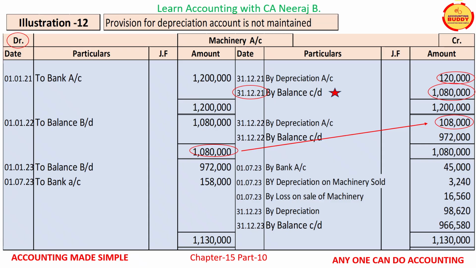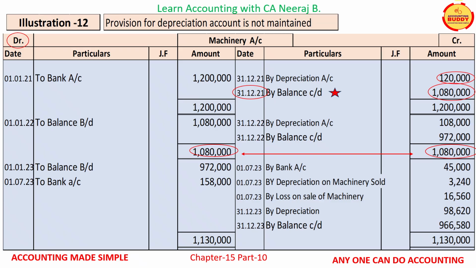Now when we, from the debit side total of $1,080,000, deduct the credit side transaction, we are left with the WDV balance in the machinery account of $972,000, and it is recorded on 31st December 2022 on the credit side of the machinery account by writing the words by balance carried down. Therefore, the machinery account for the financial year 2022 is balanced.